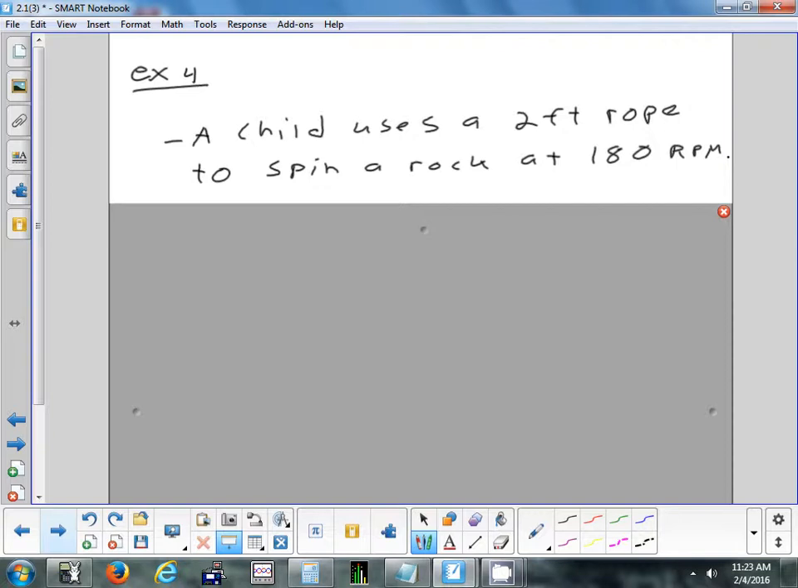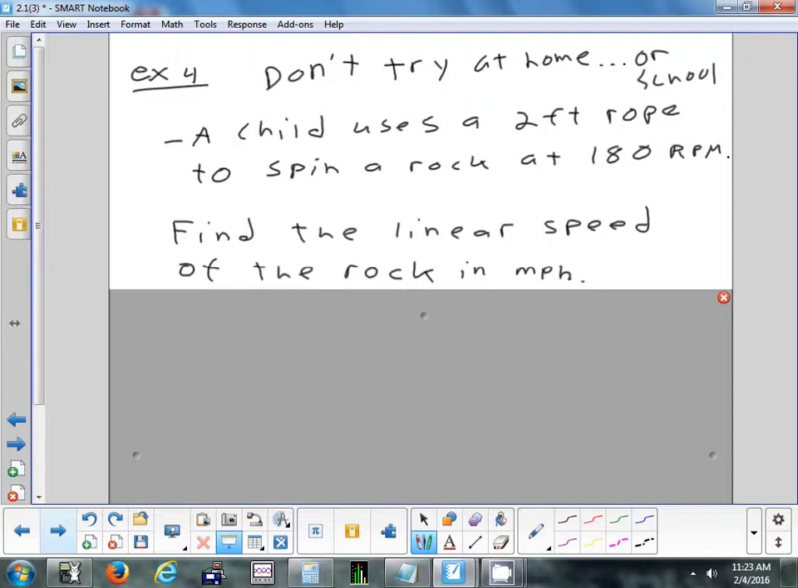Okay, example 4. I don't endorse trying this problem. A child is using a 2-foot rope and swinging a rock at 180 revolutions per minute. I want to find the linear speed of the rock.